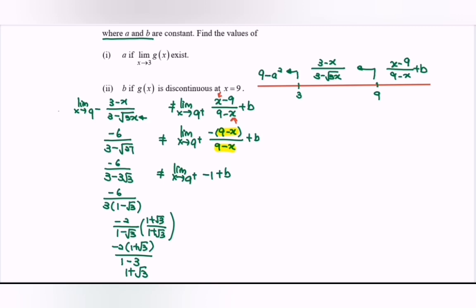Refer to the situation. For the left hand side, we have 1 plus the square root of 3. Then for the right hand side, we have negative 1 plus b. Rewrite the situation. So b cannot equal 2 plus the square root of 3, meaning that we cannot substitute 2 plus the square root of 3. Then the value for b would be negative infinity to 2 plus the square root of 3, union 2 plus the square root of 3 to infinity. That would be the suitable value for b in order to make g(x) discontinuous at x equals 9.